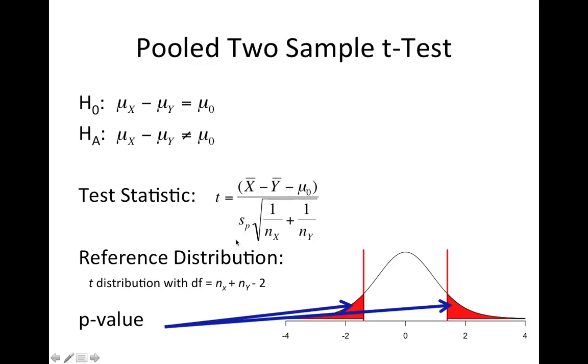And this test statistic looks just like the previous test statistic, except I've factored out those two s's and substituted sp for both of them. Here the reference distribution really is a t, and the degrees of freedom are equal to the denominator of that pooled sample variance.